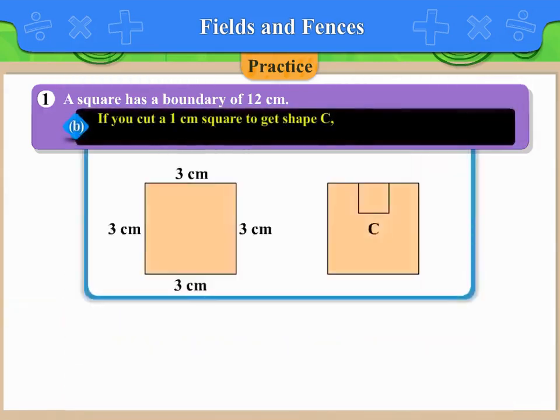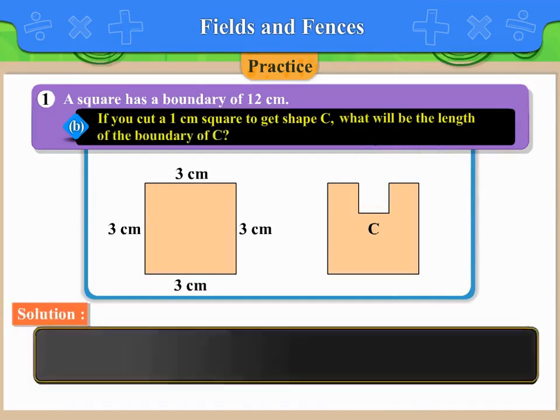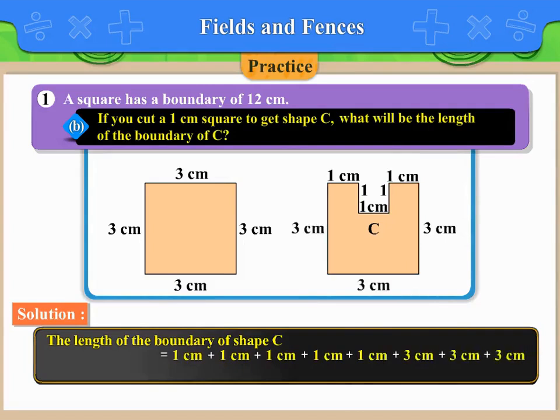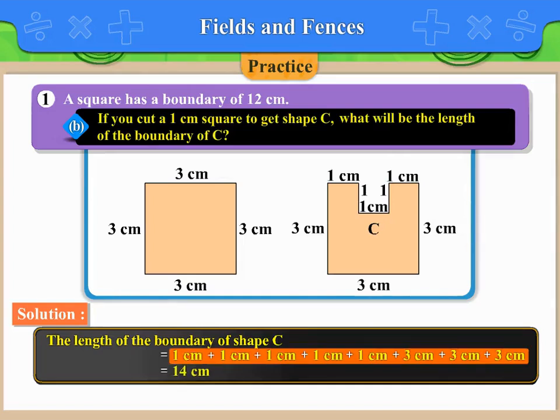B. If you cut a 1 centimeter square to get shape C, what will be the length of the boundary of C? Solution. The length of the boundary of shape C is equal to 1 centimeter plus 1 centimeter plus 1 centimeter plus 1 centimeter plus 1 centimeter plus 3 centimeter plus 3 centimeter plus 3 centimeter, which is equal to 14 centimeter.